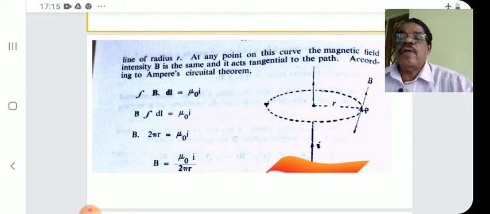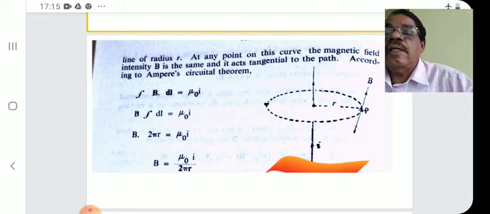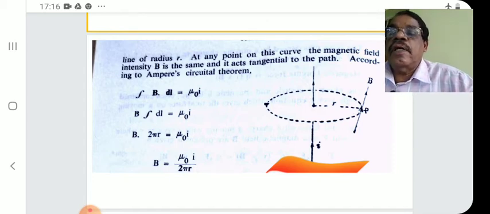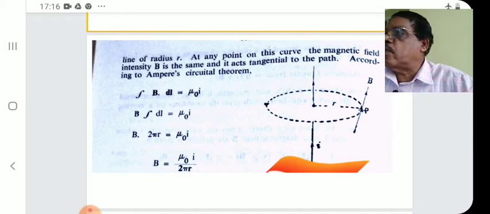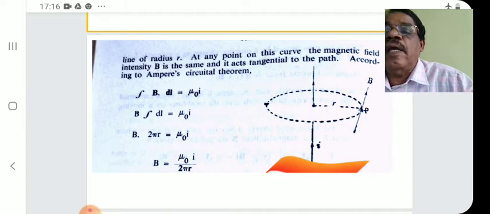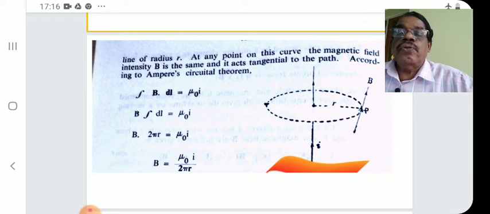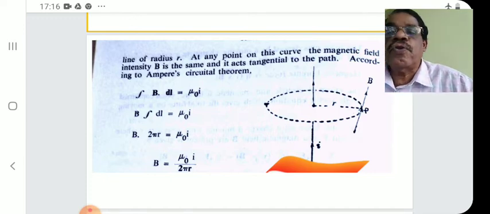The Ampere circuital theorem is integral B dot dl is mu 0 I. Since here the angle is 0, cos 0 is 1, we can write B integral dl is equal to mu 0 I. You see the figure. A conductor carrying a current I is given. A circular path is drawn through the point P where r is the radius. We have to find B at the point P, and for that we calculate the line integral for the closed path.